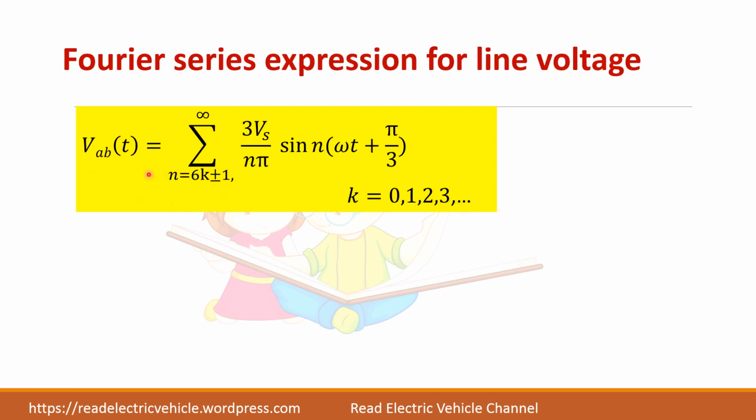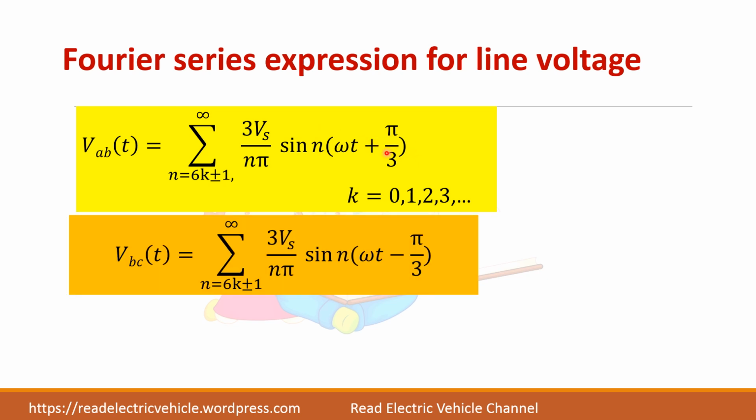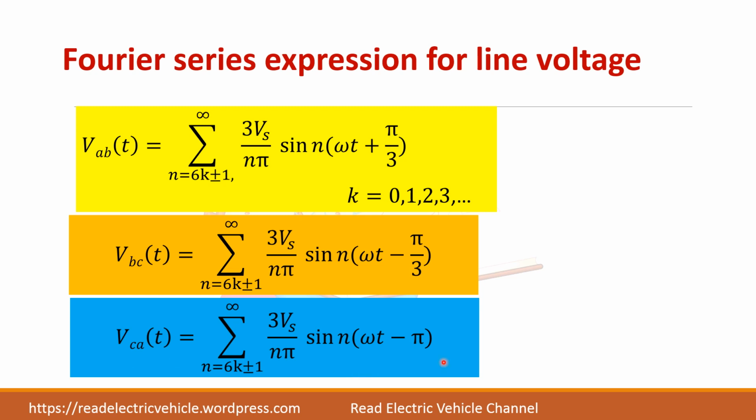Now we will write VAB is equal to this Bn, 3 Vs by n pi, into sin n omega t plus, since we have delayed the function by 60 degree, you add plus 60 to this, because we have phase shifted the waveform. So now you add that 60 here. So VBC will be phase shifted by 120 degree from this one, and VCA will be phase shifted by 240 degree from this one.